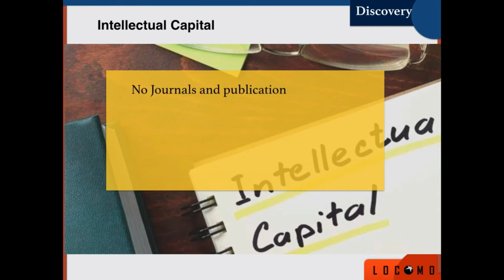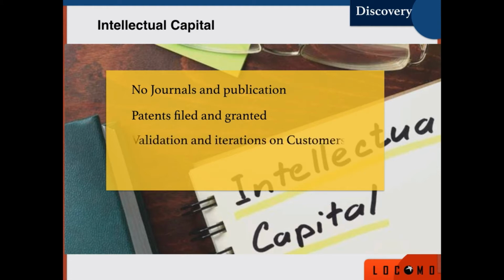So intellectual capital, we measure the number of journals and publications. I'm sure you have that figure, and I'm sure you already have that plan. And you look at patents filed and granted, and I think this as well is being taken care of, and you could put that as part of your matrix. And this is something new, validation and iterations on customers.